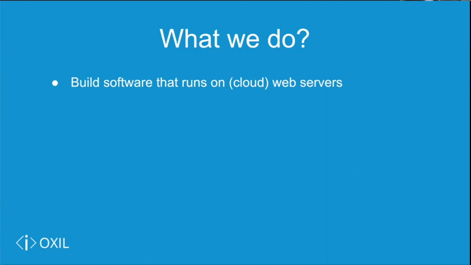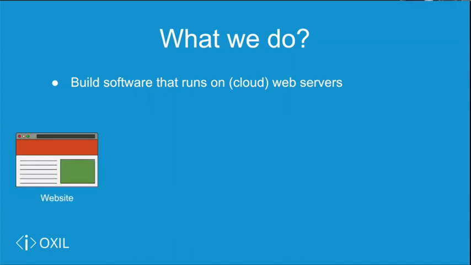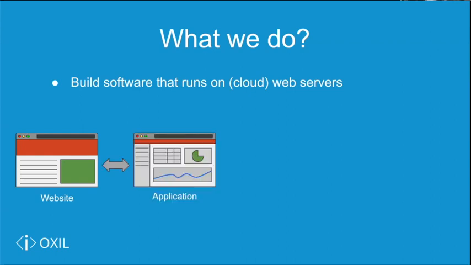Well, quite simply, we build software that runs on web servers. Specifically, we deploy these to the cloud, and these take the form of a typical website. Coupled with those, front-facing websites are more advanced applications that provide customized functionality for our users and customers. These are protected through a security layer, which requires authentication before access can be granted. And together, these are known as the front end of the system.